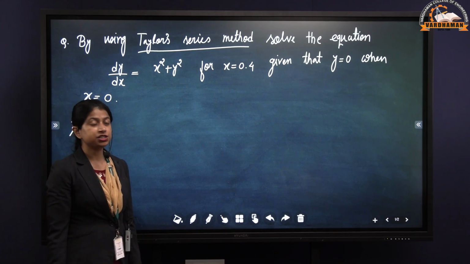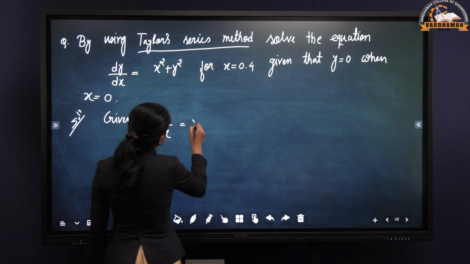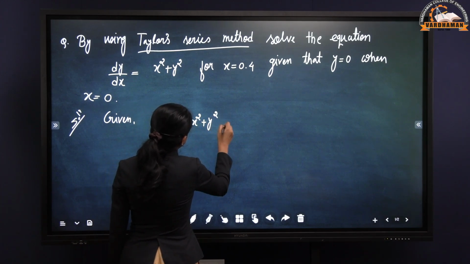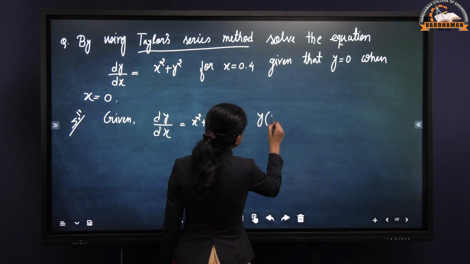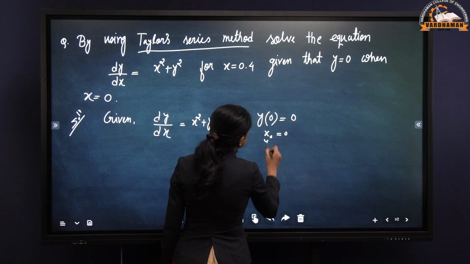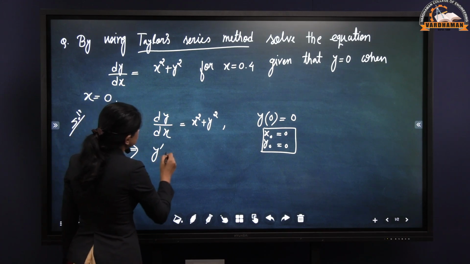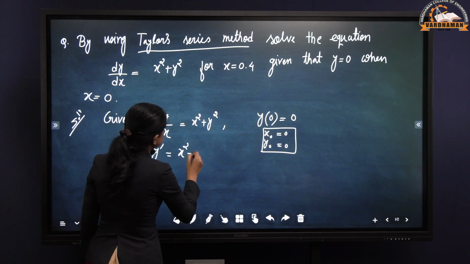An initial condition is given that y is 0 when x is 0. Given dy by dx is equal to x square plus y square. The initial condition is y at x equal to 0 is 0. So here x naught is 0 and y naught is 0. Now this you can write as y dash is equal to x square plus y square.